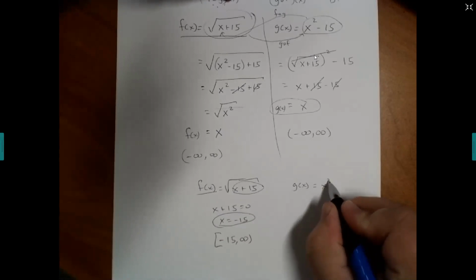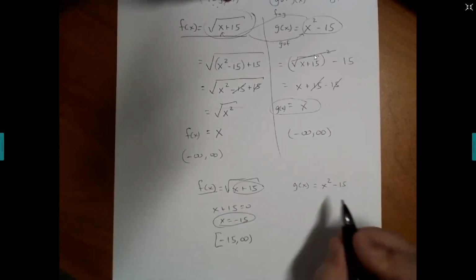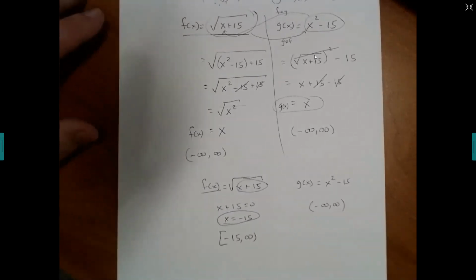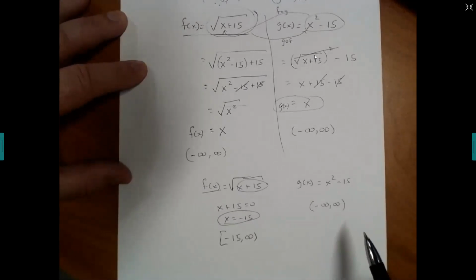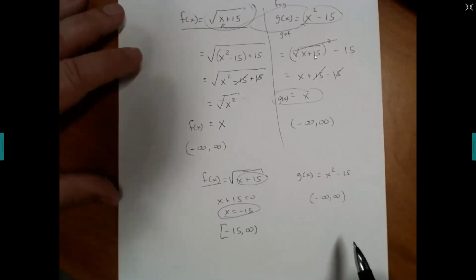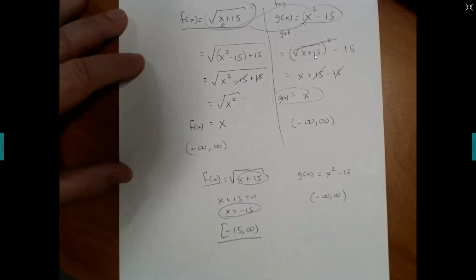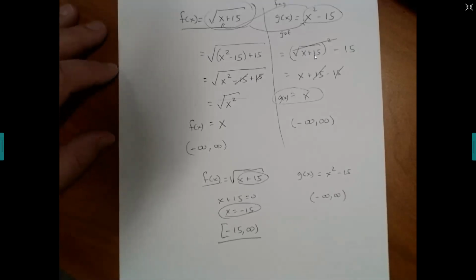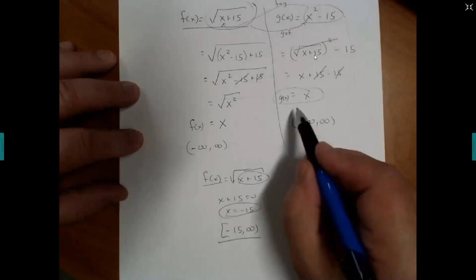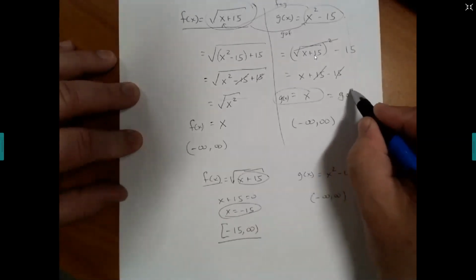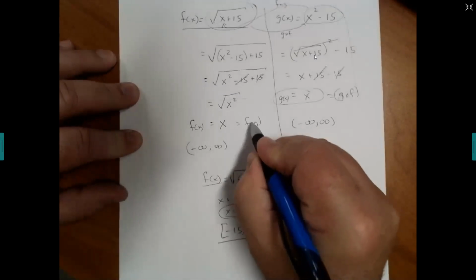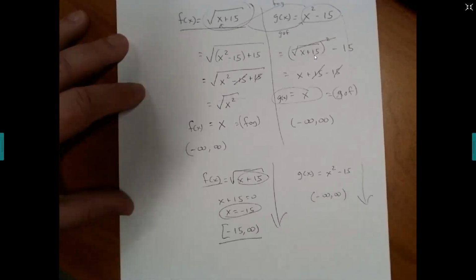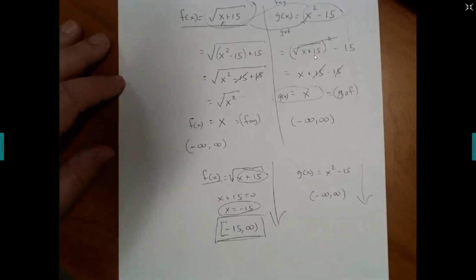And g of x is x squared minus 15. It has no limitations. It goes from negative infinity to positive infinity. So even before you start doing the whole thing, the limitation of any composite function will be the smallest limitation of any of the individual pieces. Even though when we work it out, we found this is g of f and this is f of g, they want to know individually, what are the smallest restrictions? So on the g of f, that's the one.